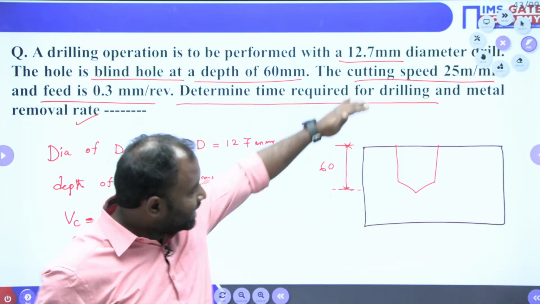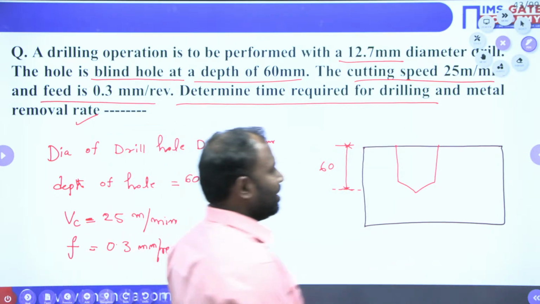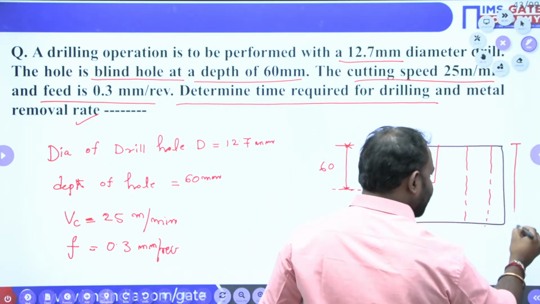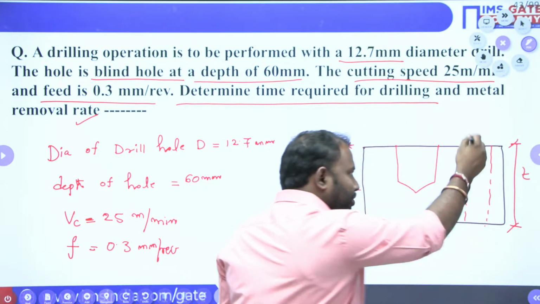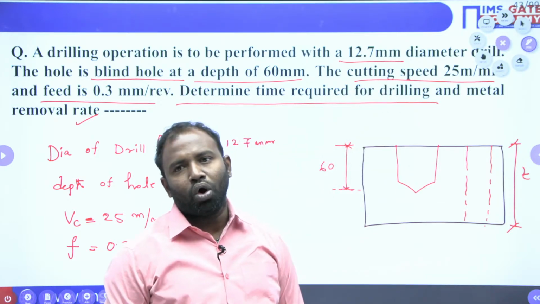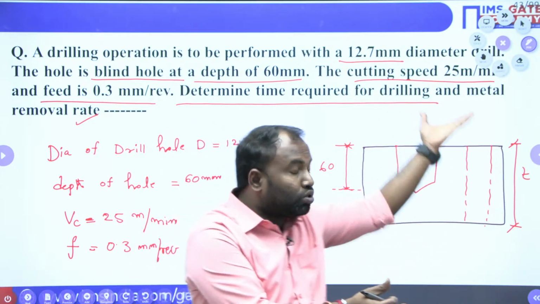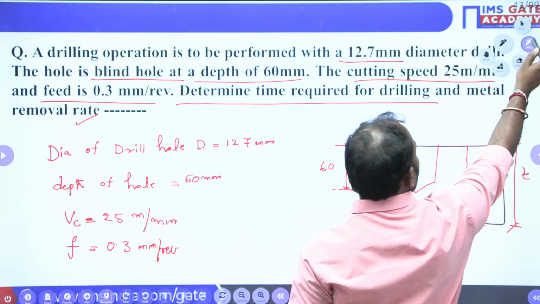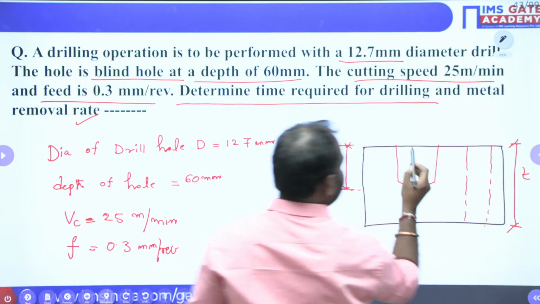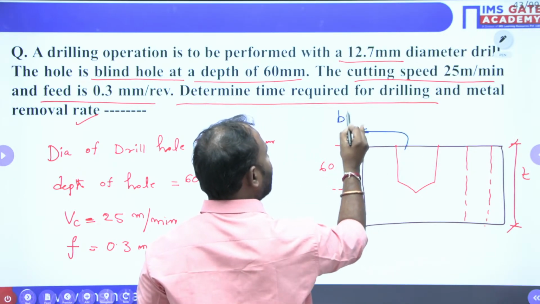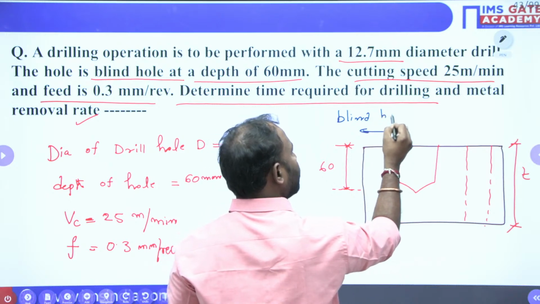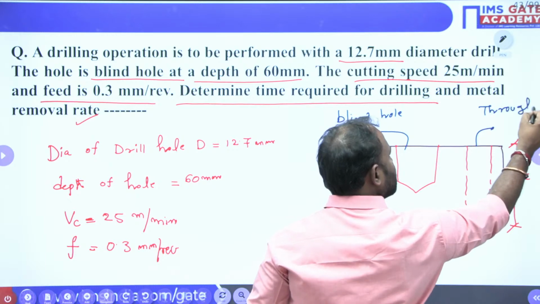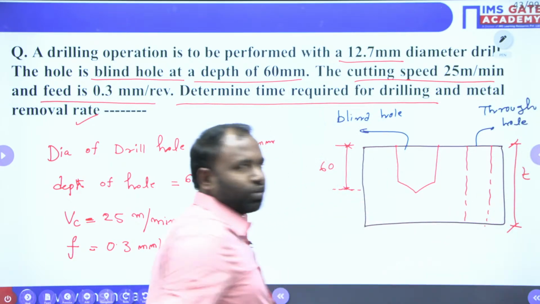Blind hole means it is not completely produced throughout the thickness. If the hole is produced completely throughout the thickness of the workpiece, it comes under a through hole. If it is not produced throughout the thickness, then it is considered a blind hole. So here I'll write what is a blind hole and what is this one. This one we consider a blind hole, and this one we consider a through hole.